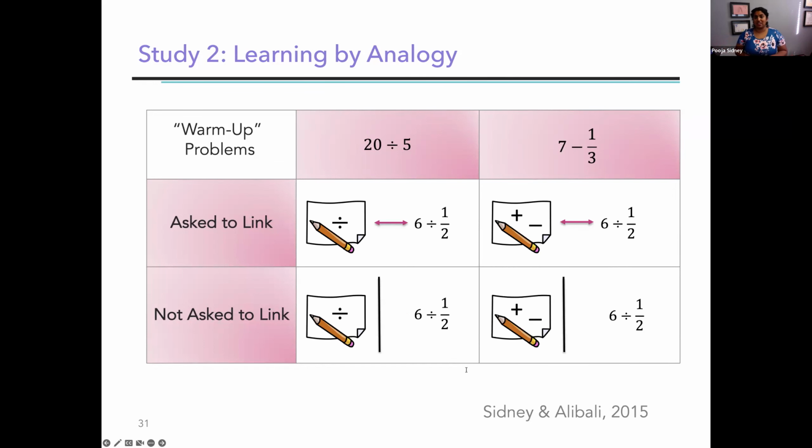And then the other half of the kids were not asked to link at all. After they solved the warm-up problems, we just put them away. And we never talked about any possible connections between the warm-up problems and fraction division.